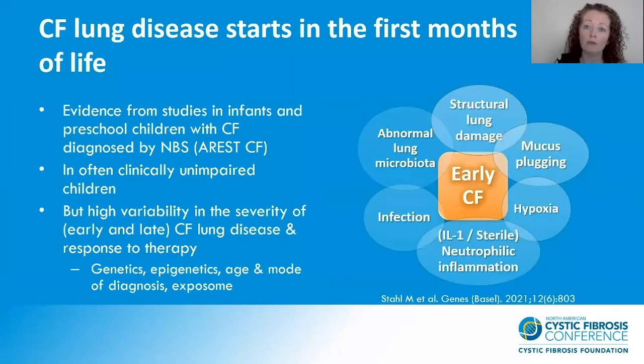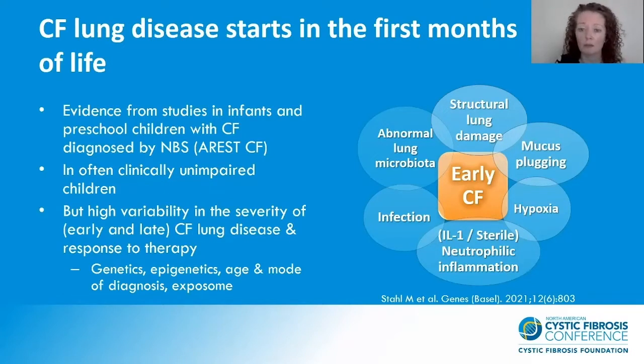So we also now know from a range of observational studies that CF lung disease starts in the first few months of life with evidence of mucus plugging, neutrophilic inflammation, changes in the lung microbiome, as well as structural lung damage. These changes can occur in the absence of obvious respiratory symptoms or infection, and they persist into childhood and adolescence. A number of cross-sectional and longitudinal studies have indicated that, like adult CF, there's a high variability in the severity of early CF lung disease.